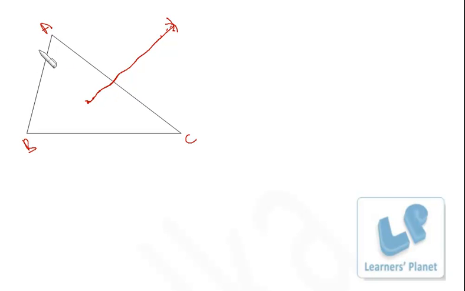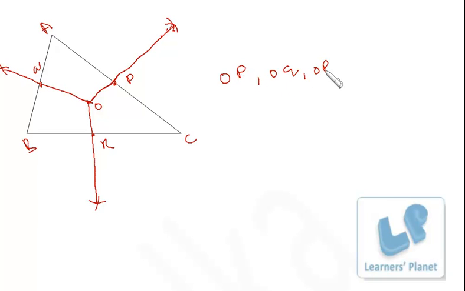Similarly, if you put the compass over here, you'll be getting a point, you'll be getting this point, and similarly this, and similarly this. So if it is P, it is Q, it is R, and it is O, then OP, OQ and OR are perpendicular bisectors.